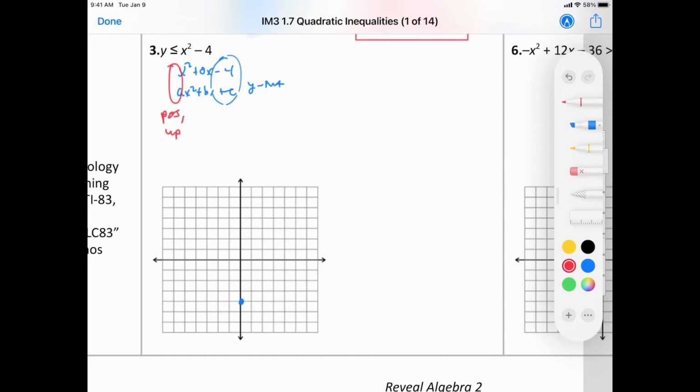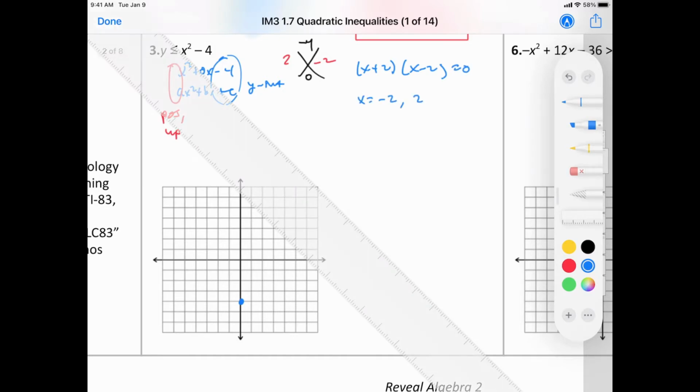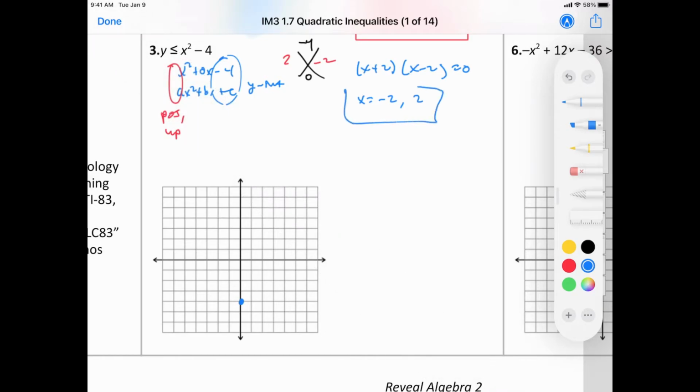Now, what happens if you can factor it, like this problem? If you factor it, you'll get this. And then you set it equal to 0, and you've got x equals 2 and negative 2. Okay, let's change the color of that. So 2 and negative 2 means your graph's going to look like this.